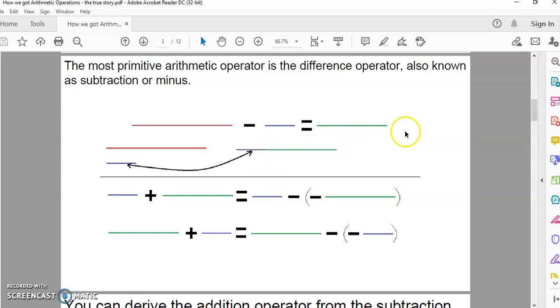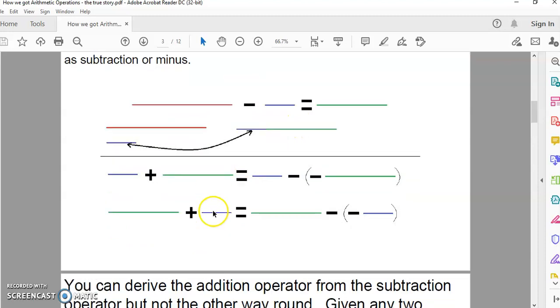Now, how about the addition operator? Well, to realize the addition operator, you have to use the difference or the subtraction operator. You cannot realize addition before you realize subtraction. Here's another exercise for you to try. Try to define addition without using the difference operator. In other words, without using minus. You can't, because the most primitive operator is the minus operator, okay?